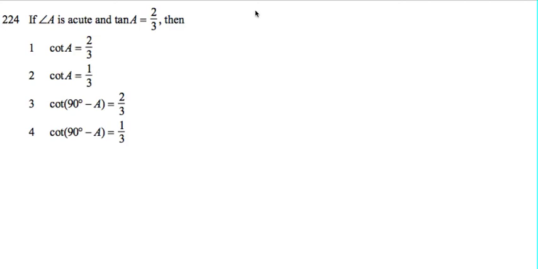Hello, let's look at some trig questions here, especially focusing on cofunctions and reciprocals of the trig functions. Alright, let us try to look at this one together. So what does it mean by cofunctions?